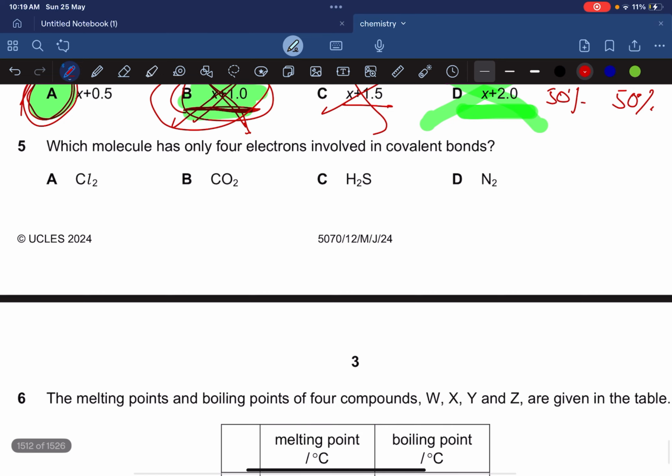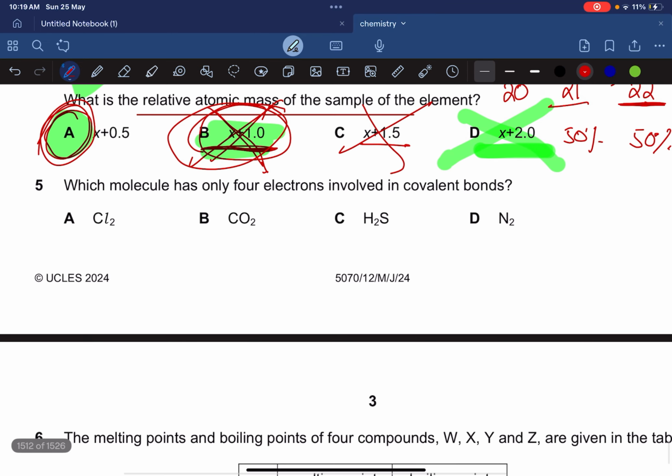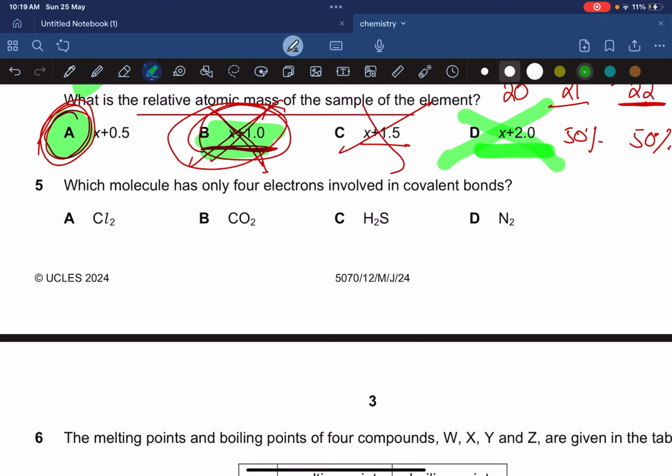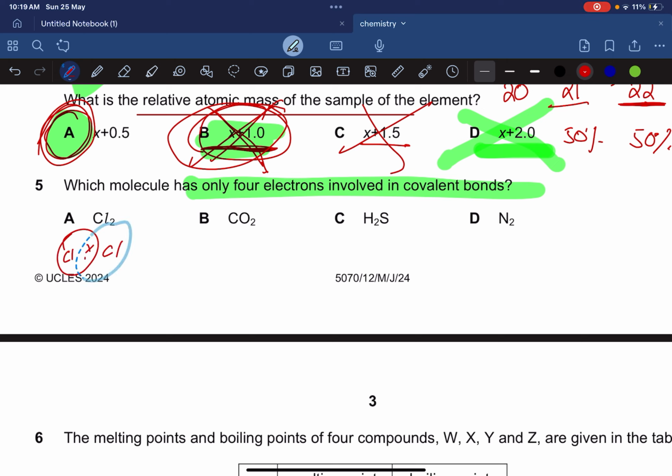Okay, that was simple. Moving on, question number 5, it says which molecule has only 4 electrons involved in covalent bonds. We don't have to look at the total number of electrons, but only at the electrons that are involved in the covalent bond. So let's look at how many electrons are involved in the covalent bond in chlorine. This is Cl, this is Cl, only 2 electrons.